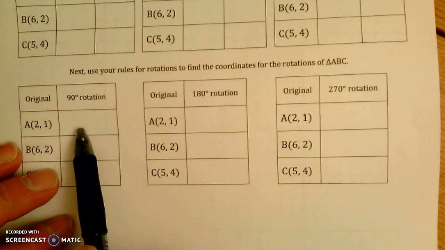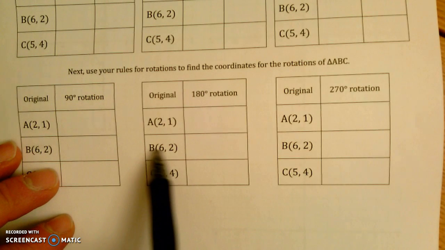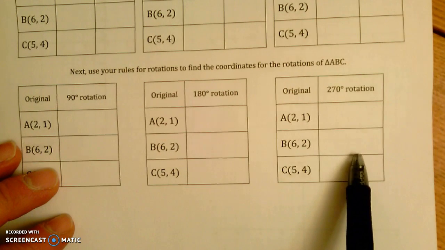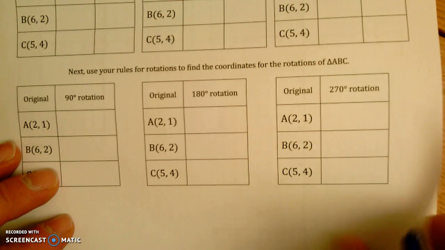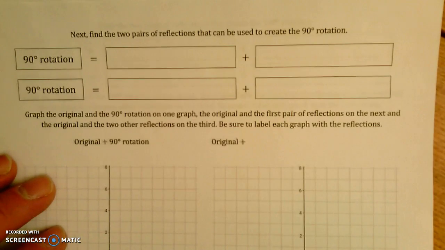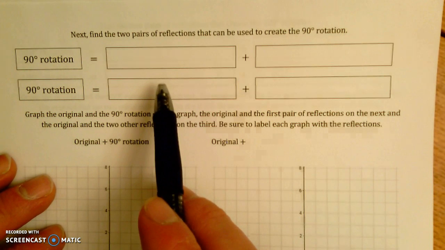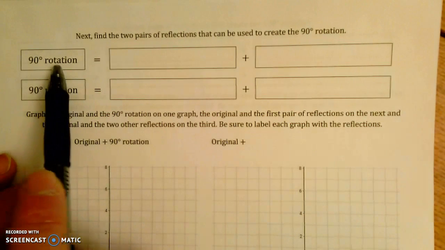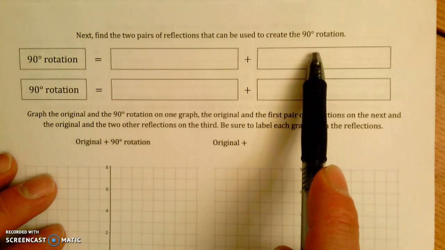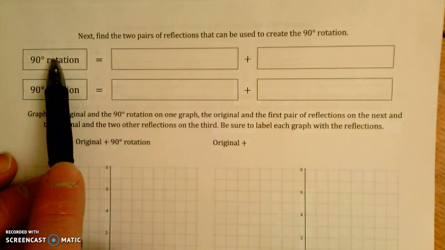And then down here at the end, you're going to use your rules for the rotations to rotate the triangle 90 degrees, find the coordinates for the 180 degree rotation of the triangle, and find the coordinates for the 270 degree rotation of the triangle. And then you'll have to go and hunt through all of your paired reflections and rotations and figure out the 90 degree rotation. You know what the end coordinates are, so which two reflections produced the same as this 90 degree rotation.